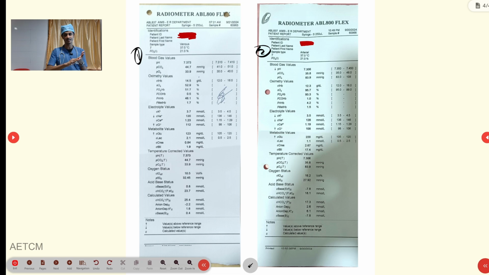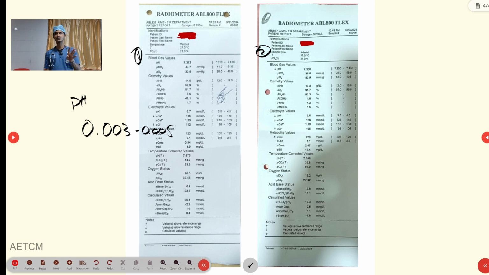So this is your third differentiation. Fourth is the pH value. Mostly there won't be that much difference. The difference will be between 0.003 and 0.005. That much difference only will be there in the pH. The remaining parameters will remain the same.